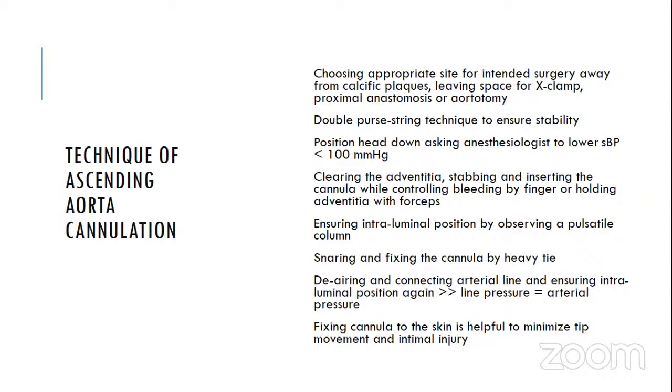Ensuring the intraluminal position by observing the pulsatile column. Snaring and fixing the cannula by heavy tie, then de-airing and connecting the arterial line, and ensuring intraluminal position again. Line pressure equal to the arterial pressure. Then fixing the cannula to the skin is helpful to minimize the tip movement and intimal entry.